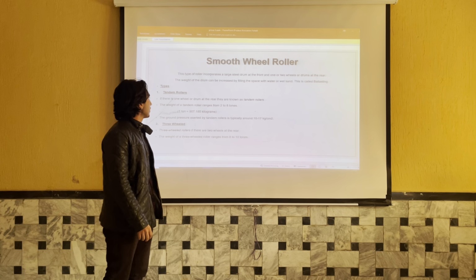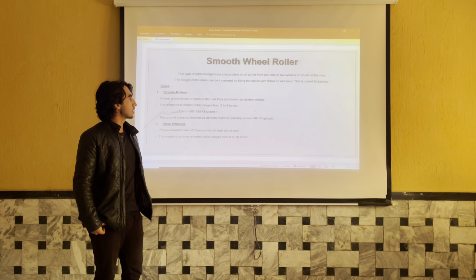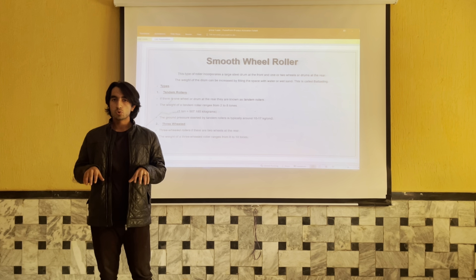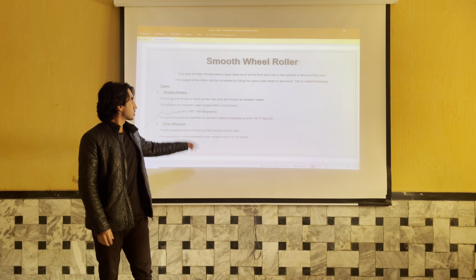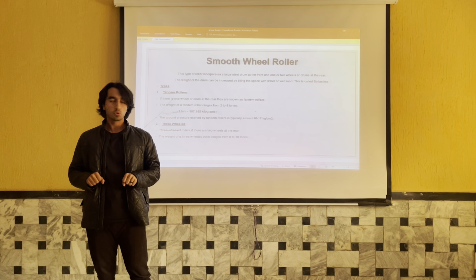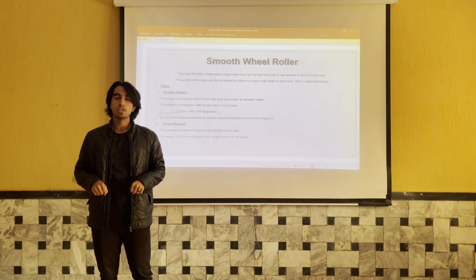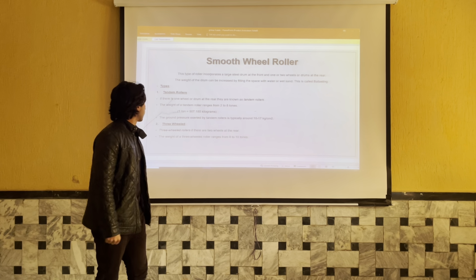Now, the weight of the drum can be increased by filling the space with water or wet sand. This is called ballasting. Now, let's say we are rolling a road, let's say we have charcoal on the road and we are trying to roll it with a smooth wheel roller. And the weight of the roller is not enough, so we will put wet sand or water in it to increase the weight of the roller so that it may compact more easily and in better condition.